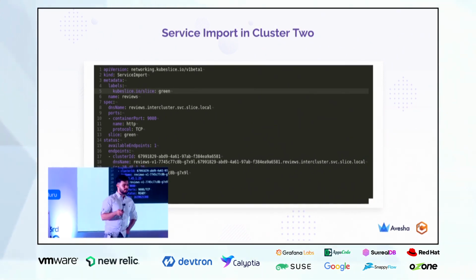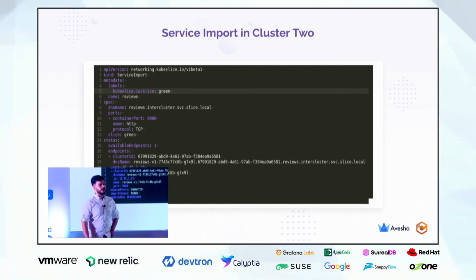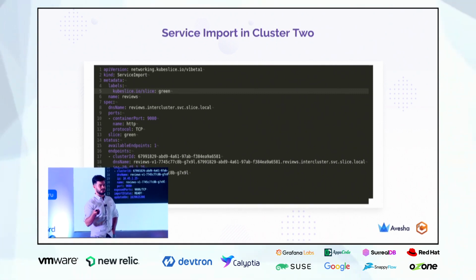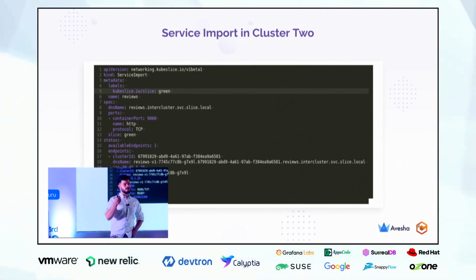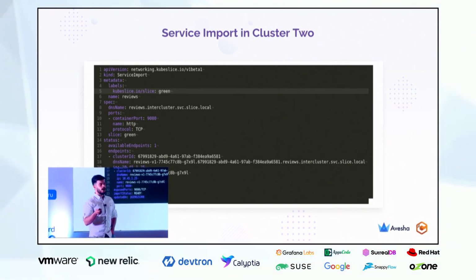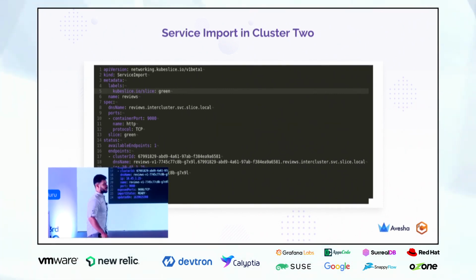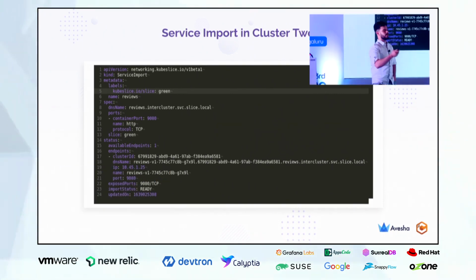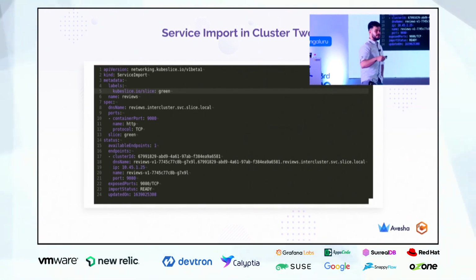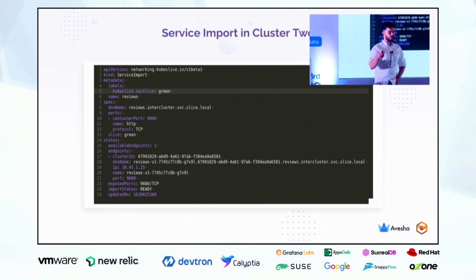Another component in our architecture is known as KubeSlice DNS. It is our own DNS implementation. It contains a CoreDNS plugin, and along with it, it watches the service import object. As soon as it detects that a service import object is created in the cluster, it adds a DNS record of type A into CoreDNS.